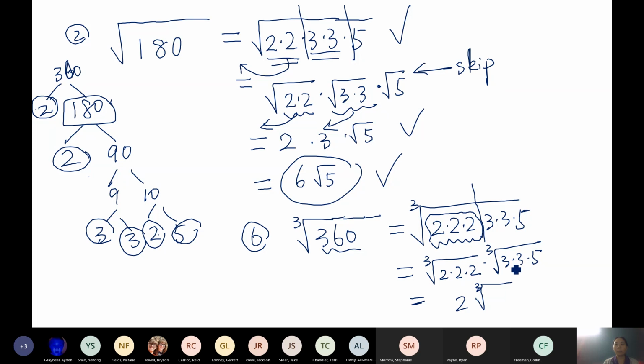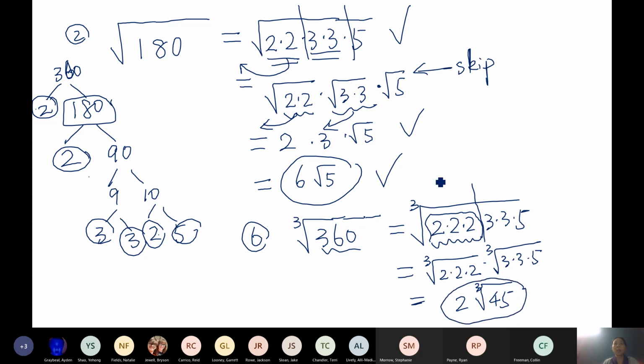So I just have to multiply them. 3 times 3 is 9. 9 times 5 is 45. So we get the answer 2 times the cube root of 45. The multiplication sign can be omitted. You can just say 2 cube root of 45. So that would be the final answer.